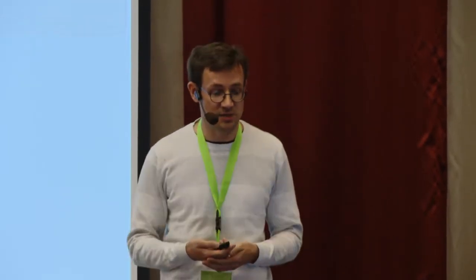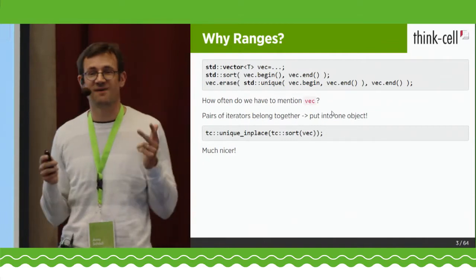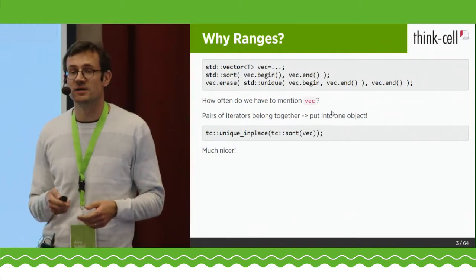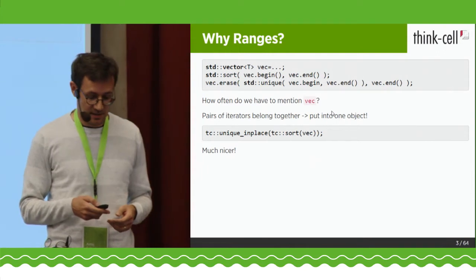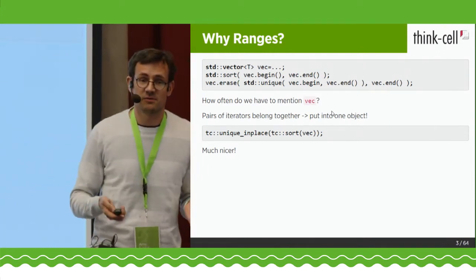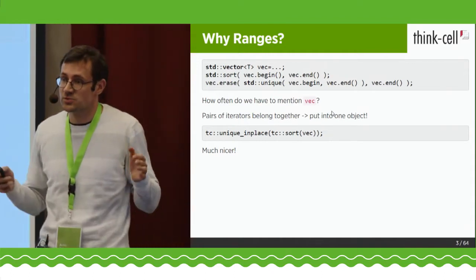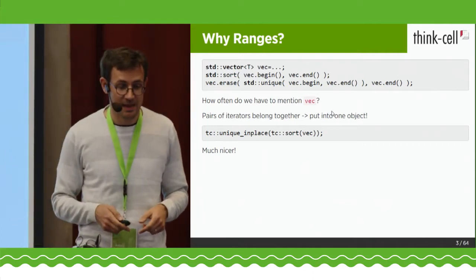Well, you first sort the vector, std sort vec begin vec end. So there we already have vec twice in there. And then you run vec erase of std unique, vec begin, vec end, vec end. I think we mentioned vec 5 times. That's far too many. And really what we should have is that pairs of iterators, they really belong together, right? We're talking about one entity here. So we want to put them together into a range.